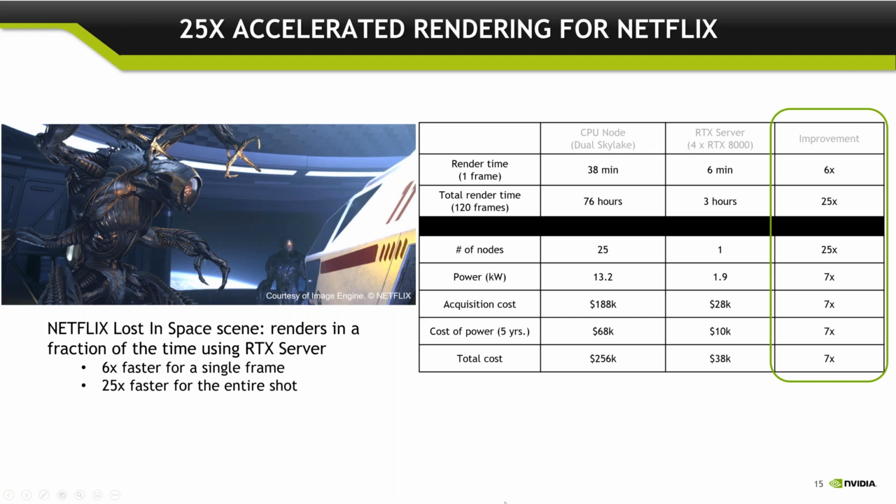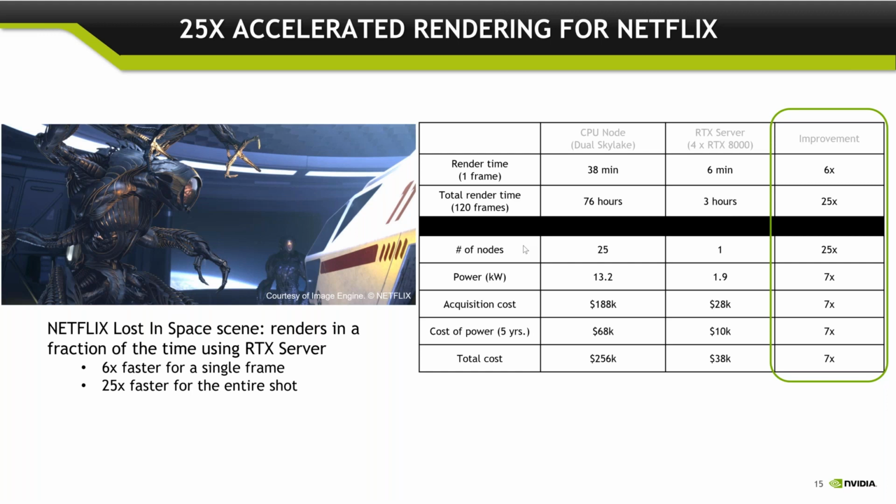Now, what kind of acceleration did we see when we tested RTX? This is the kind of acceleration we saw. Around 25 times acceleration is what we witnessed when we used RTX, compared to a CPU-based server. You can see that here. Total render time for 120 frames went down from 76 hours to 3 hours. So that's a huge improvement in terms of time.